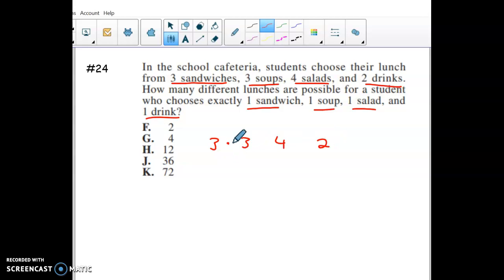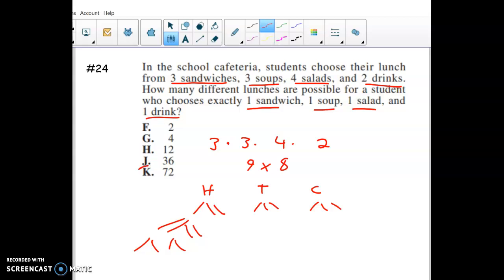So for your total choices you have to multiply, right? Because for each sandwich, maybe you have ham, turkey, and a club sandwich, from each of those you branch out to three soups, right? And then from each of those soups, you multiply out four salads, right? Et cetera. And then each of those salads spreads out into two drink choices. So you end up having to multiply all of your options together. So that would, let's see, be 9 times 8, so 72 total choices.